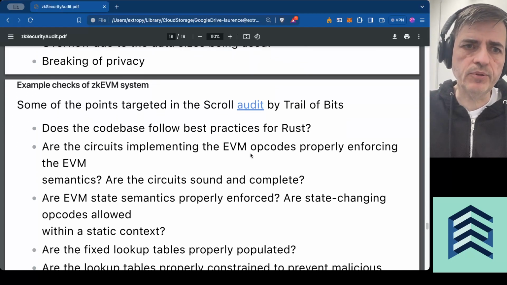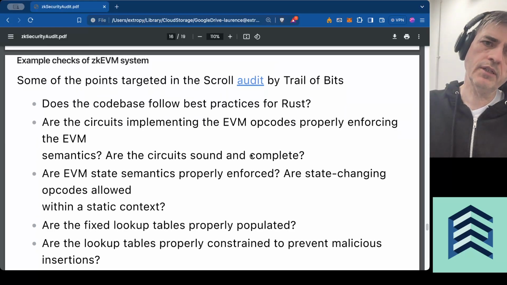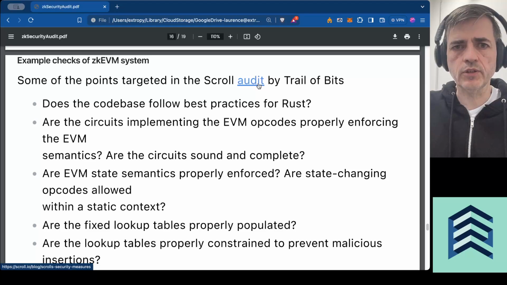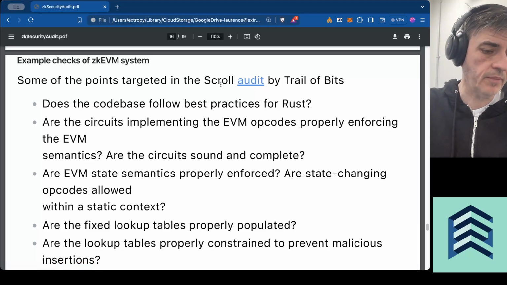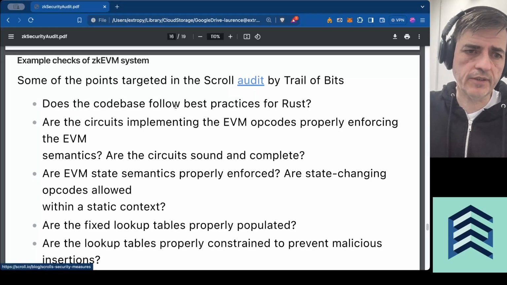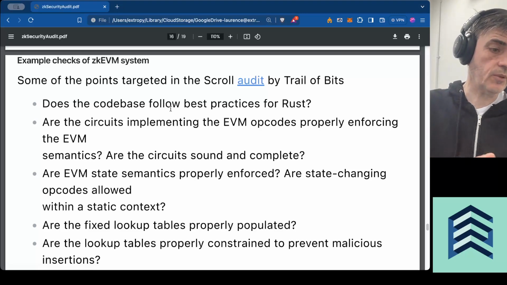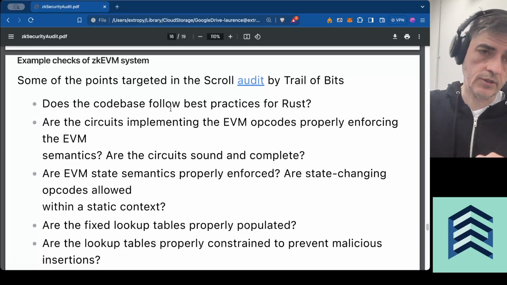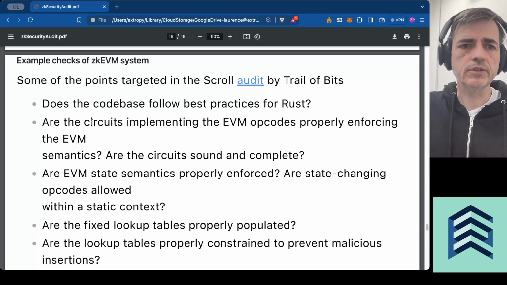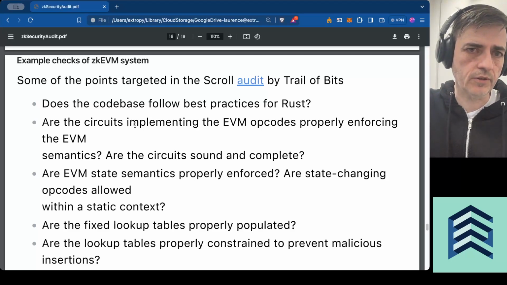Just to give you some examples of the types of checks that you can see, this is from the audit of Scroll, one of the zkEVM protocols, done by Trail of Bits. So there's a link there to the audit. And these are some of the questions they asked as they were doing the audit. These are just a few of the questions they asked. If you want to look at the report, you'll see the full set. But it should give you an idea of some of the areas that you would need to look at.